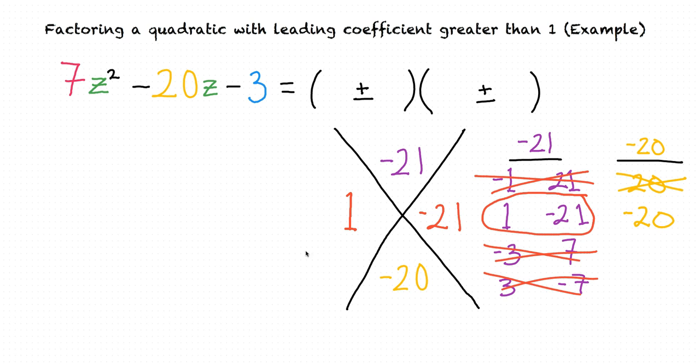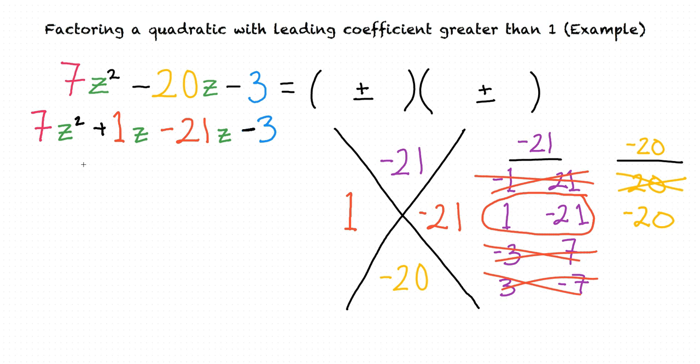And now we're ready for the final step, which is to replace this minus 20z with 1z minus 21z. And so what we've done here is we haven't changed our equation at all. We've just rewritten minus 20 as 1 minus 21. So negative 20z equals 1z minus 21z. So this whole equation is still equal to our original equation.